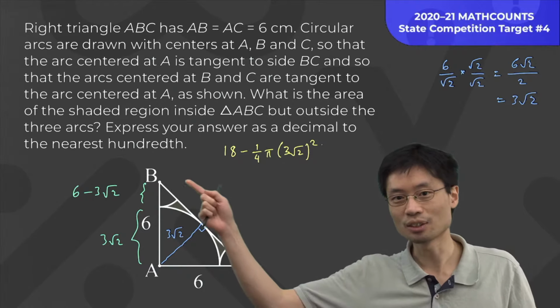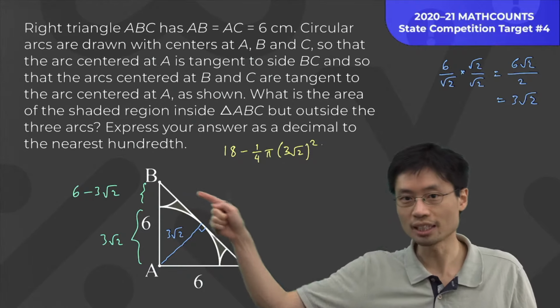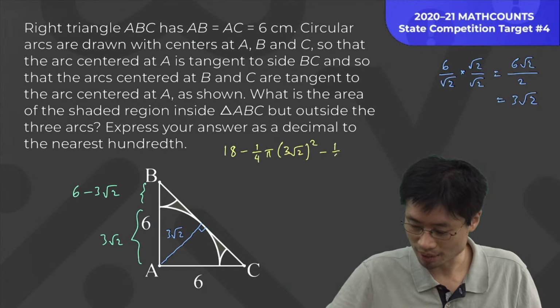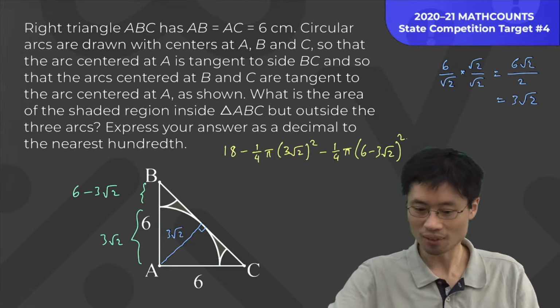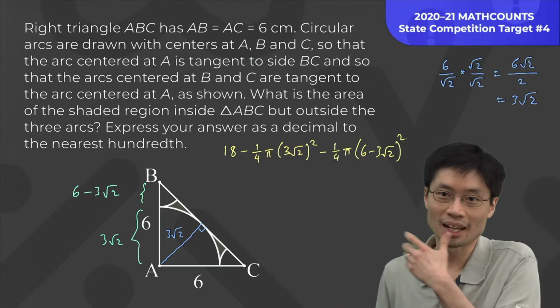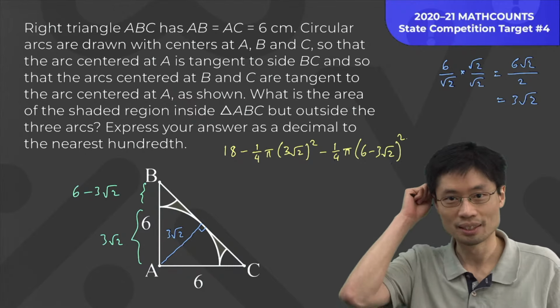Okay? And then I also have to worry about this. But this is 1/8 of a circle plus 1/8 of a circle. It's 1/4 of a circle. So minus 1/4 of pi times the other thing, 6 minus 3 root 2 squared. Okay, so what's the easiest way to do this? I need to do this to the nearest hundredth. I can actually go and type the whole thing.